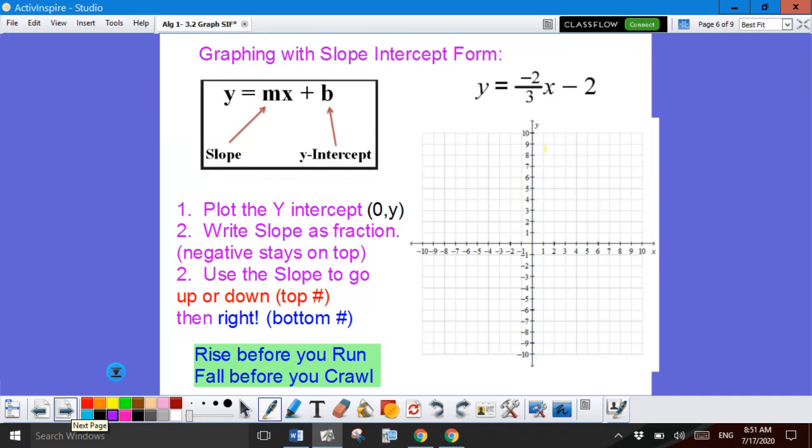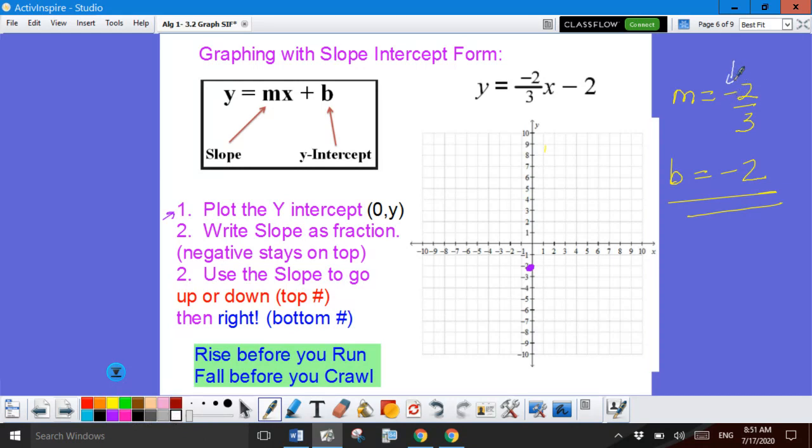So the first thing we're going to do is plot our y-intercept. So we have y equals negative 2/3 x minus 2. So my slope is negative 2/3. My b is negative 2, and this is where I'm starting. Okay, I'm going to start with the negative 2. So 1, 2. Now, that is where I'm moving from. I'm no longer on 0, 0. I'm at negative 2.